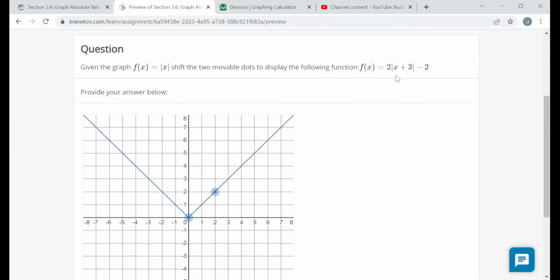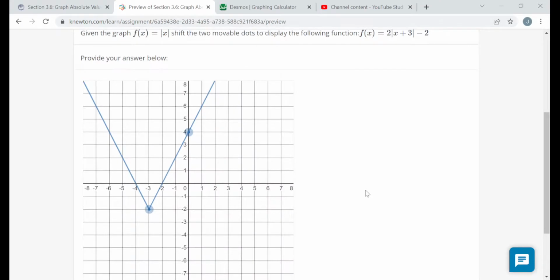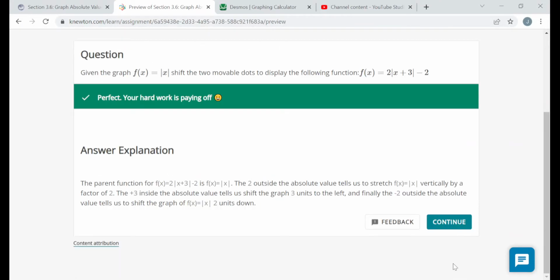So I hope you see that the vertex of this new function would be at -3, -2. If I plug in -3, this would be 0, and then you got -2. So -3, -2 for the vertex. And then if I were to plug in, say, 0, I'd get 4. 0, 4 would be on the graph, because you have 2 times 3 is 6, minus 2 is 4. And then you got -6, 4 on the other side, symmetrical about x equals -3. And that should be enough for the graph. There's a graph of the absolute value function they want.